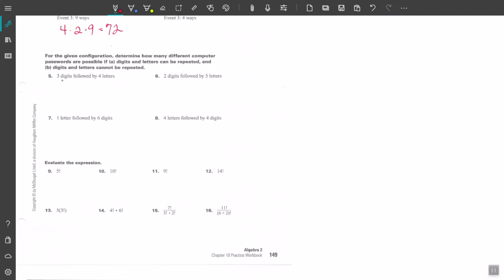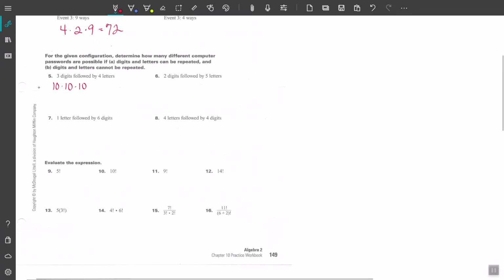If we have a password that has to be 3 digits long, followed by 4 letters, we have to think about how many digits we have to choose from. We're talking about digits, not numbers. It has to be a single place digit, so 0 through 9 would be our options. So we have 10 digits to pick from for the first number in our password. Then we go to the second number. Because we can repeat digits, we still have 10 possibilities. Same thing for the third digit.